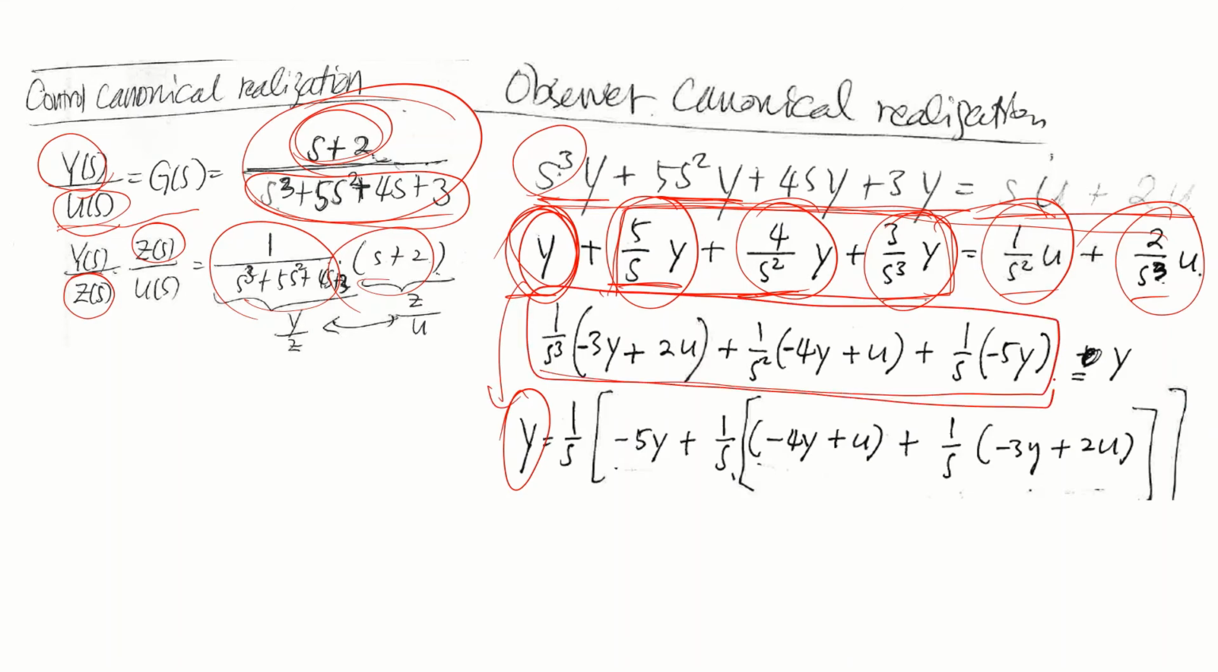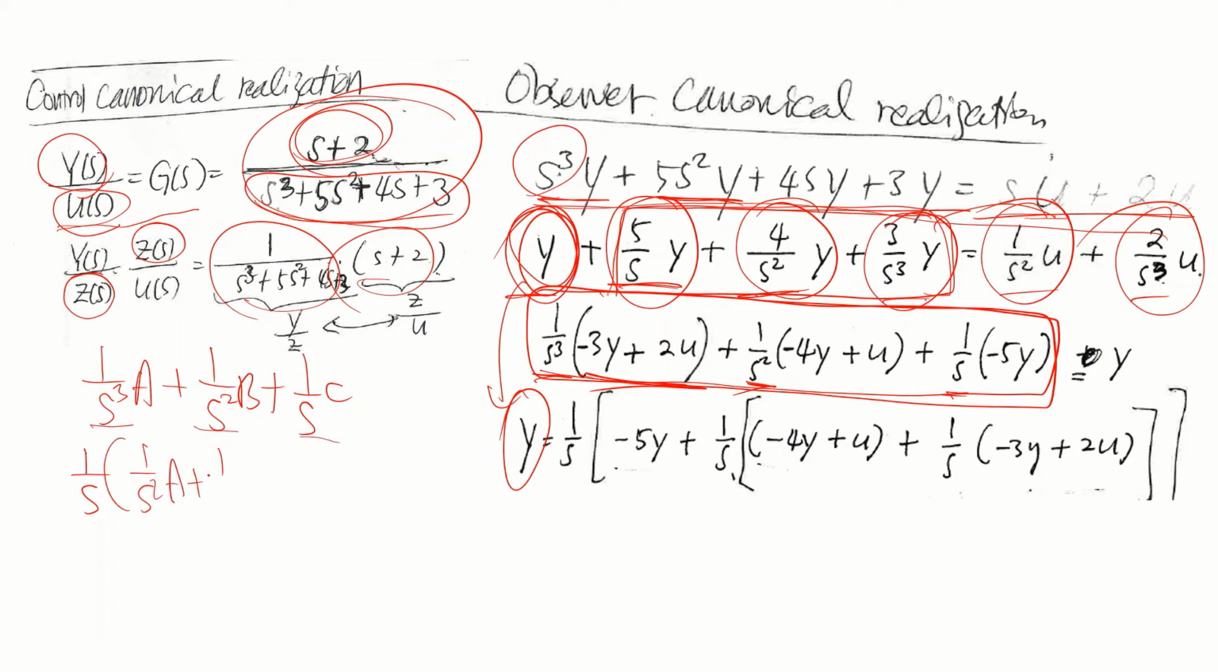So this term here has 1 over s cubed and 1 over s squared and 1 over s. So you have this kind of situation: a, b, c. And now I'm going to take 1 over s to the front because 1 over s is a common factor of these three. Then 1 over s squared times a plus 1 over s times b plus c.